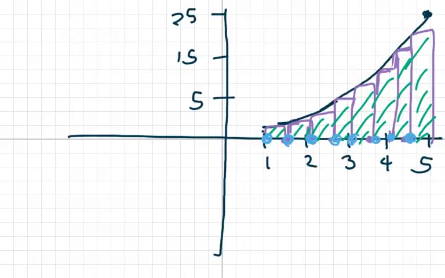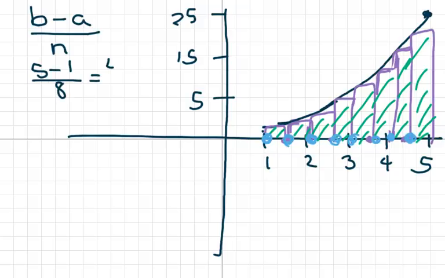Okay, this one we're going to have 8 subintervals. So I had to find out what my units will actually be. That's B minus A over the number of intervals I want. So that's 5 minus 1 over 8, which is 4 over 8, which is 1/2. So each of these units here are 1/2. And I have to do this 8 times because I've got 8 rectangles. And all I'm doing is base times height.